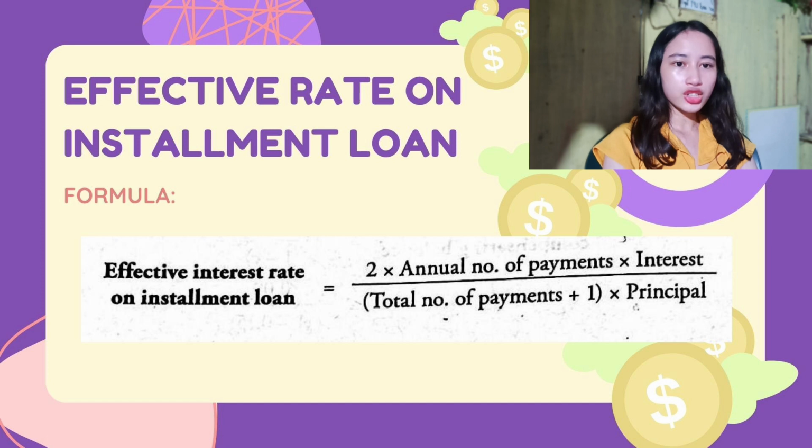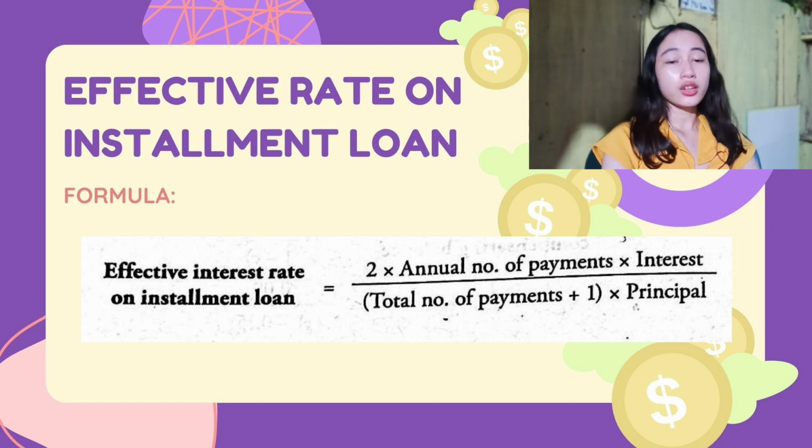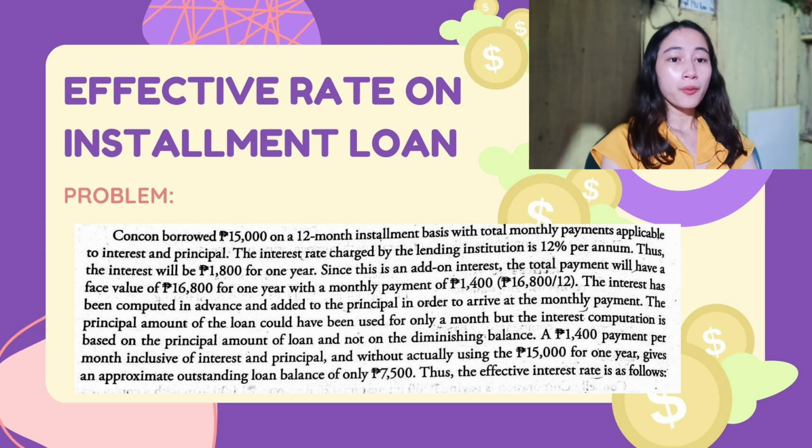Financial institutions normally charge interest on an add-on basis. To compute the effective interest rate of an installment loan, the formula is: effective interest rate on installment loan equals 2 times the annual number of payments times interest, divided by the total number of payments plus 1, times principal. The next slide is the problem on how to determine the effective rate on an installment loan. Let's read it.